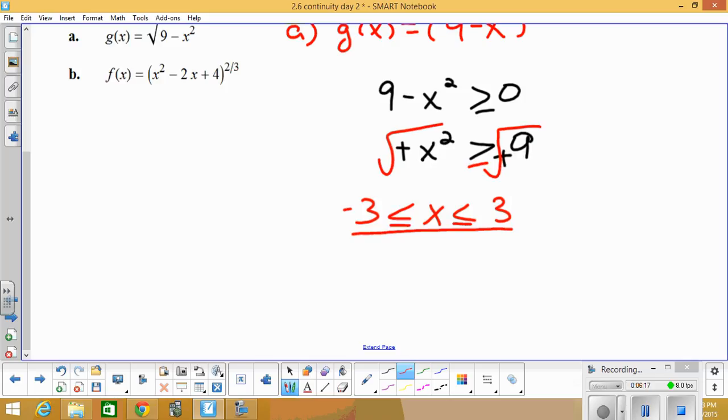And then if I want to put this in interval notation, I've got it going from negative 3 to 3 included. In the book, they walk through this function with a graph. We can see that it's the top half of a circle with a radius of 3.